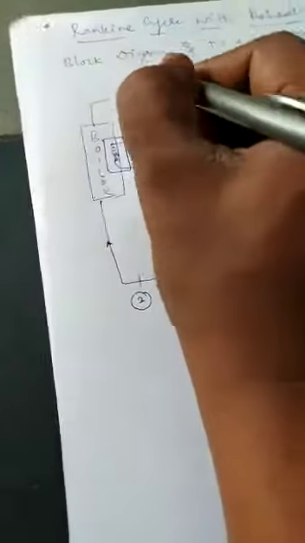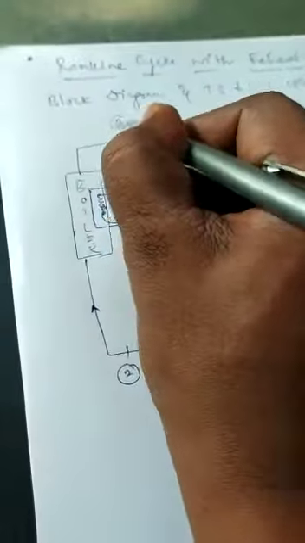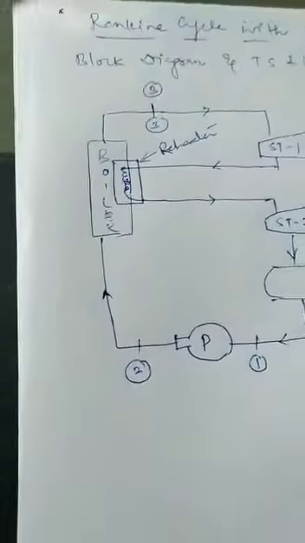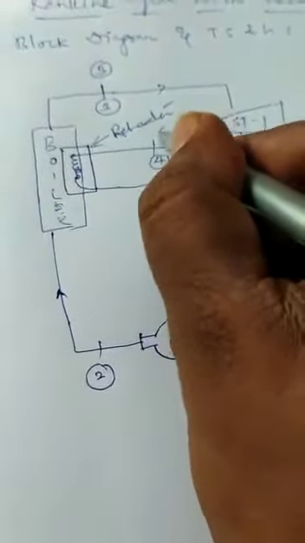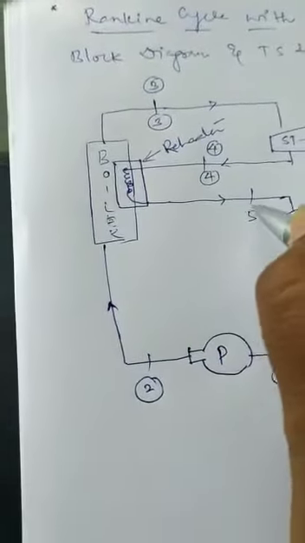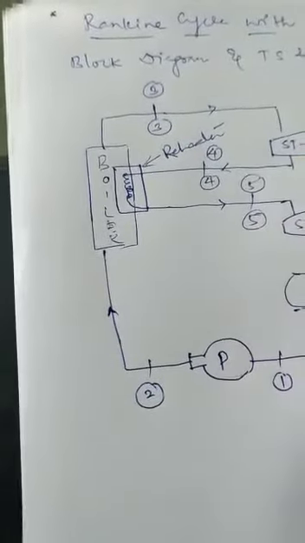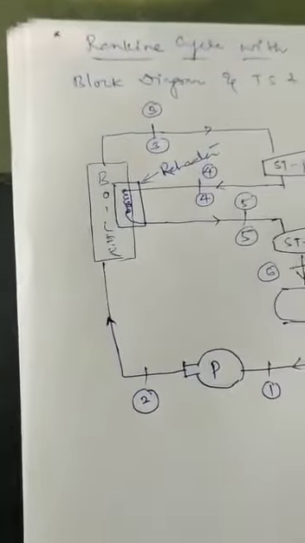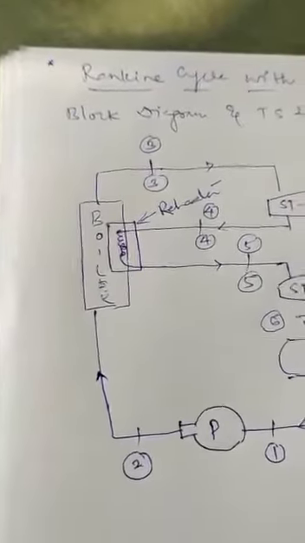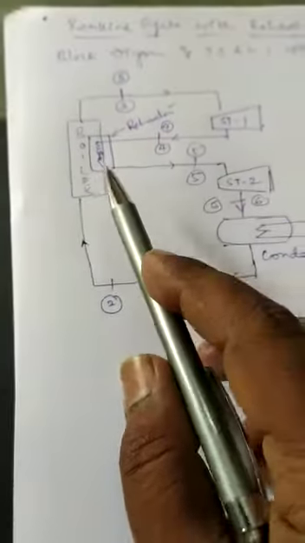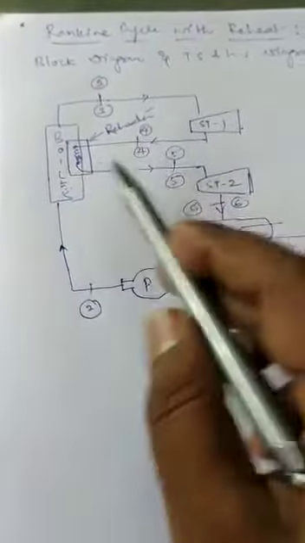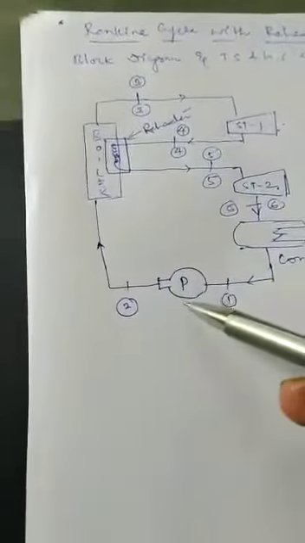This is process 1 to 2, 2 to 3, 3 to 4, 4 to 5, 5 to 6, and 6 to 1. I will repeat once again. It consists of boiler, steam turbine 1, reheater, steam turbine 2, condenser and pump.